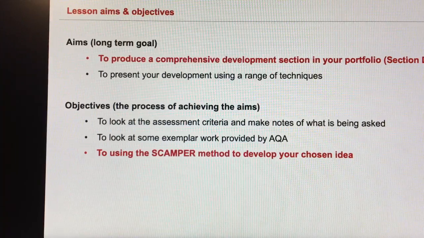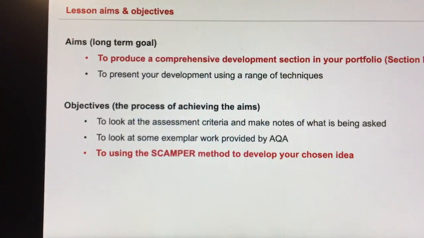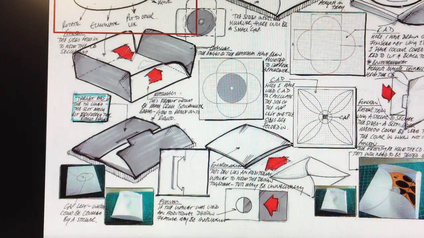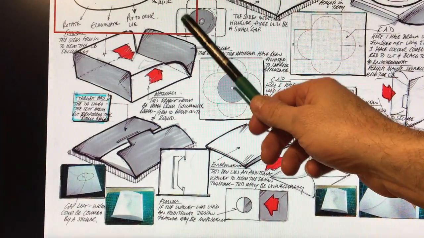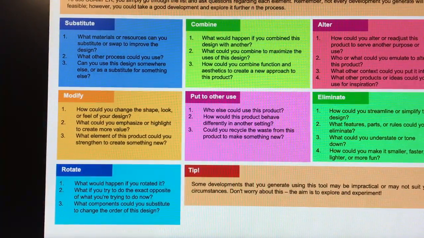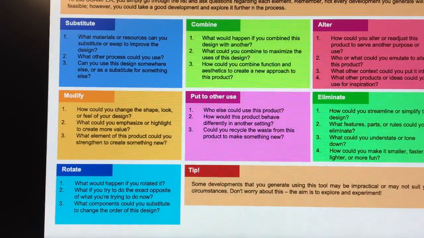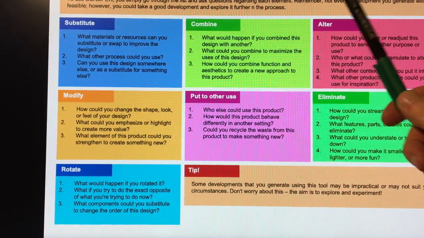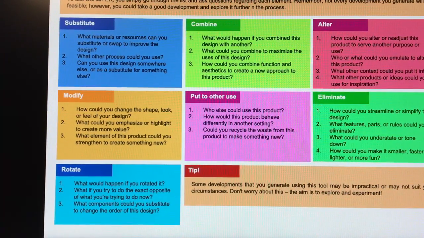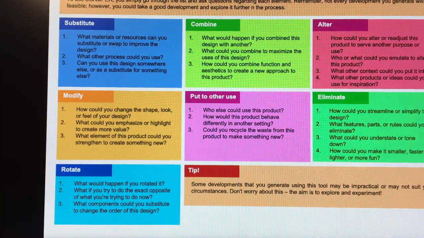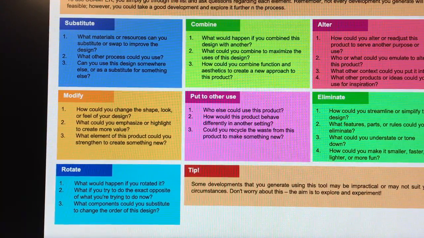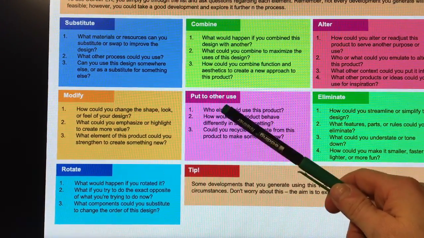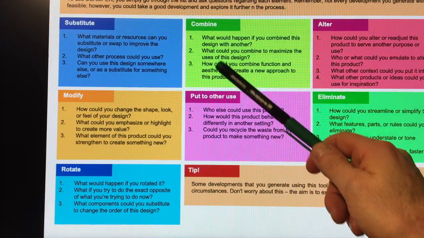So with that in mind, that Scamper system, if you're unsure about what to change, you can use Scamper. We've got it in the top left hand corner as an example here. So this is a generic sheet, so we can break that acronym down into substitute, combine, alter, modify, put to other use, eliminate and reverse. The process is infinite, so you could change or modify and tweak your design over and over again. So there's some little pointers on the sheet to indicate what you could do to change your design.